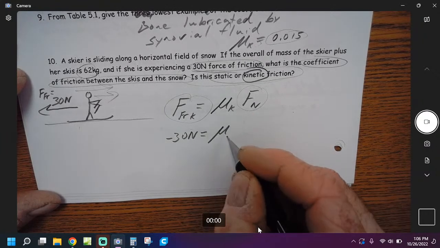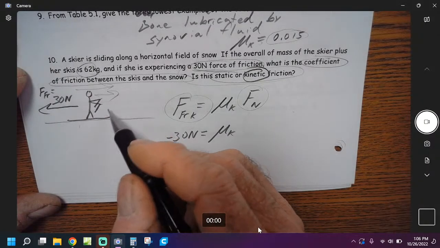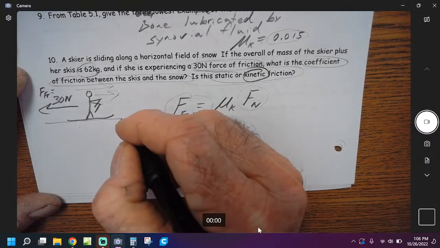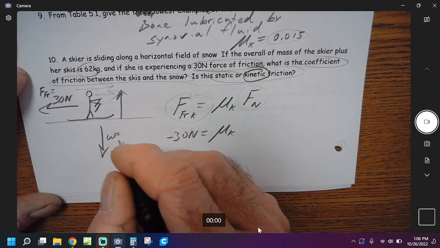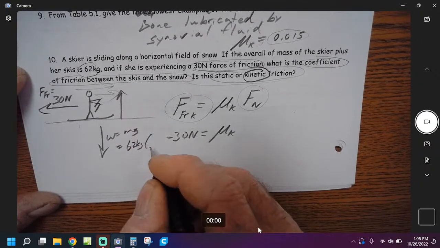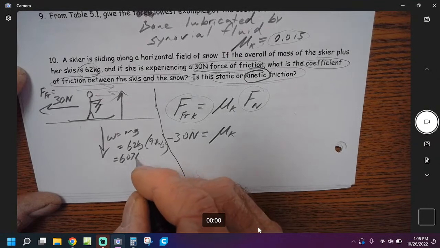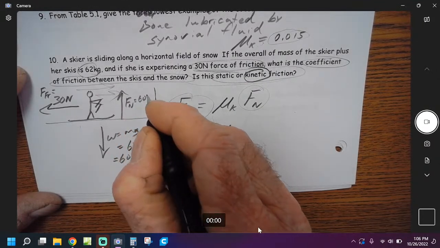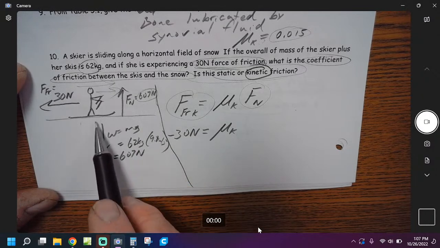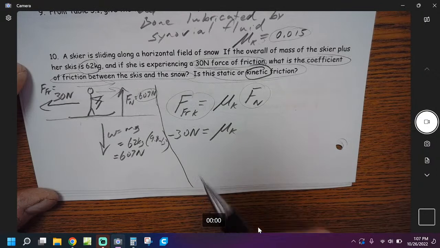So mu k, that's what we're looking for. And I need the normal force. What's the normal force? What exerts the normal force? So the weight of the person in the skis pushes down on the earth with the normal force, and then the equal and opposite normal force is the normal force of the earth pushing against the person. So I'll just show them all. So the weight is mg. I calculated this last class, so I'll just cheat. I think it's 607. 62 kilograms times 9.8, which is 607 newtons. So that means the normal force is 607 newtons. And if the normal force is not 607 newtons, let's say it's 650 newtons, what's going to happen to this person? They're going to start levitating. So it's got to be the same, assuming this person is not going up or going down. So there, we've got the normal force.